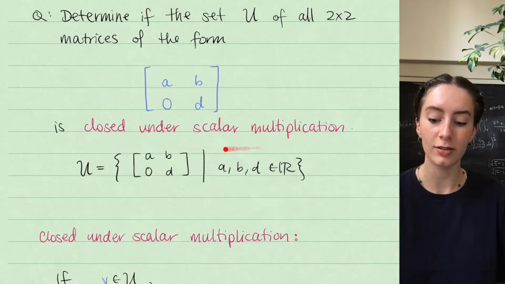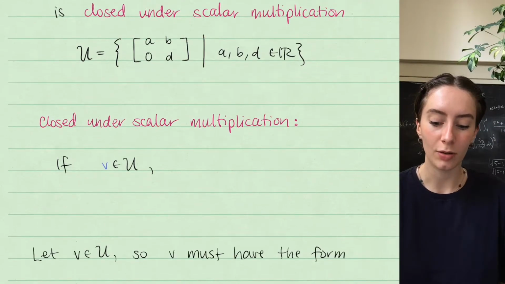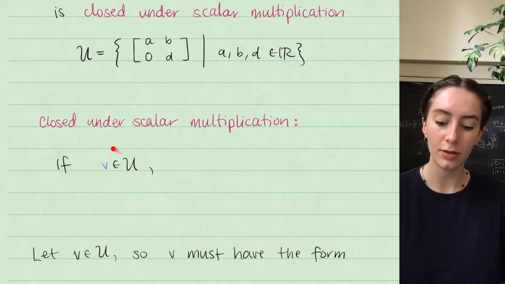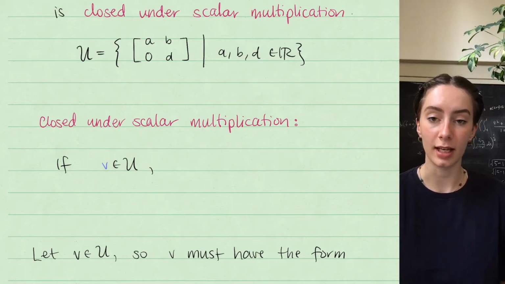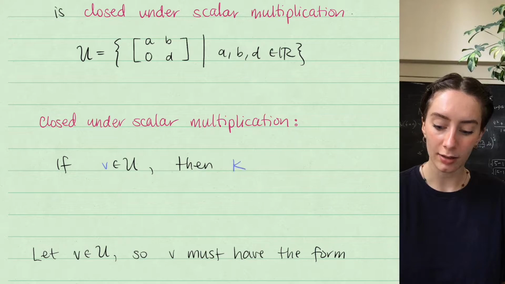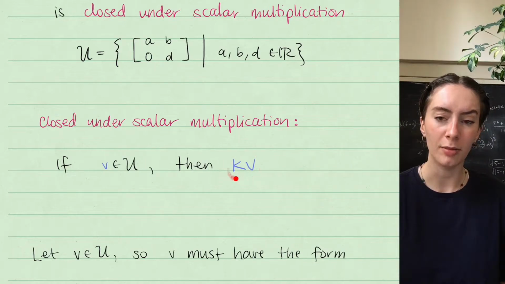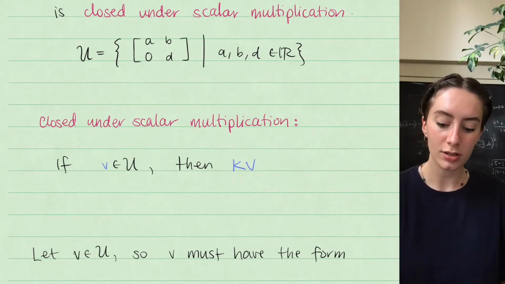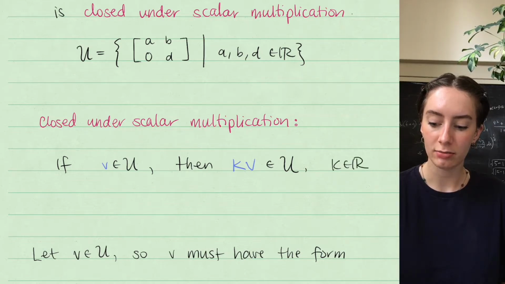So what does this mean, closed under scalar multiplication? If a set is closed under scalar multiplication, that means if you have some element V that's in U, then we must have that some scalar times V, so this new element K times V, where K is just any constant, is also in our set U. K is just any arbitrary constant.